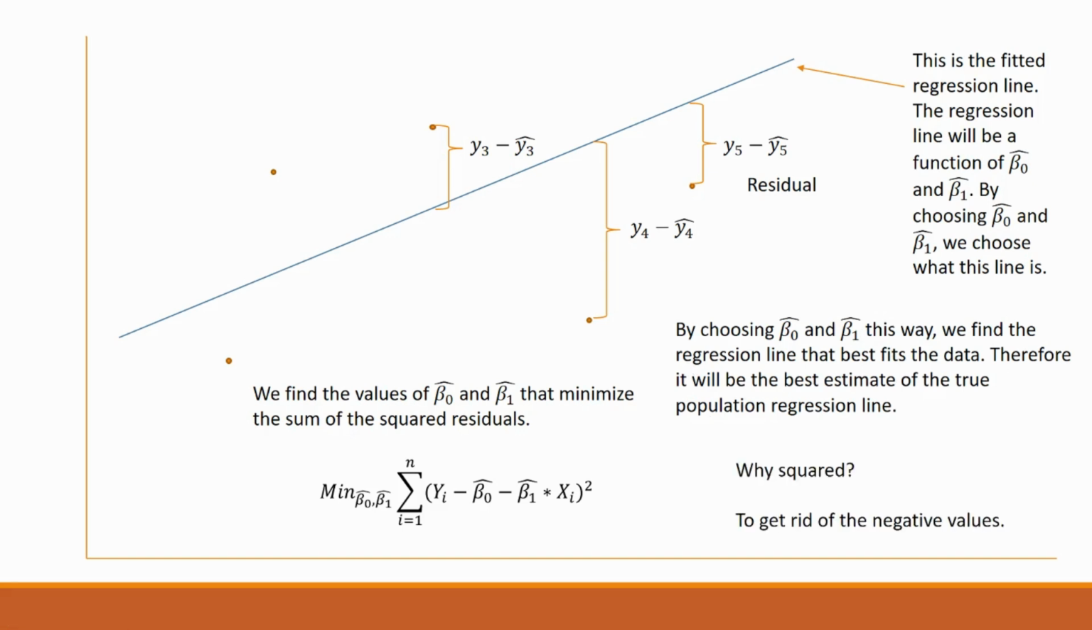Well, you might ask, kind of as an aside, why square it? We square it because we want to get rid of the negative values. You'll notice that this residual is going to be negative. This residual is going to be negative. We can't just sum up all of the residuals. If we summed up all the residuals, some of it is going to cancel out. We don't want that. What we want is a measurement of the total amount of residual, the total amount of variation from the fitted line. And so that would be the sum of the squared residuals.